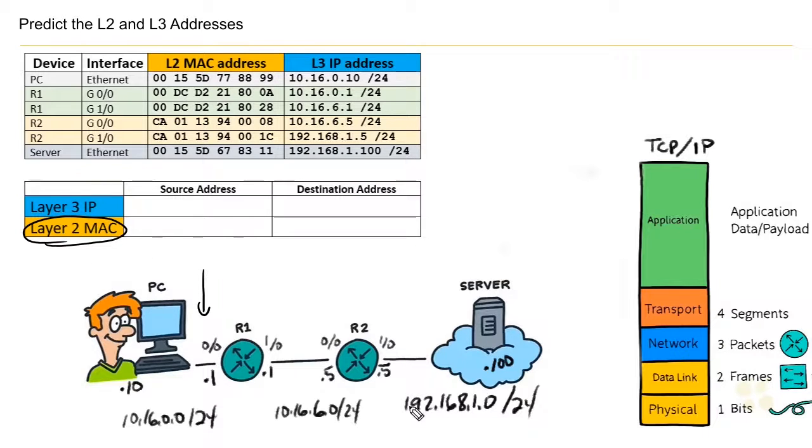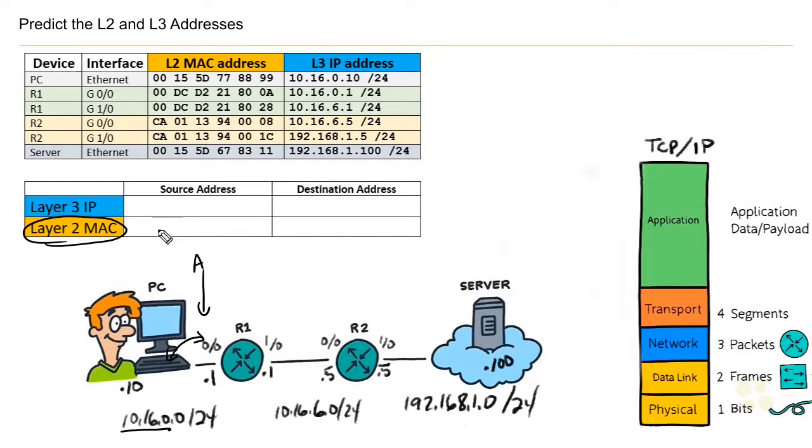If Bob is trying to reach 192.168.1.100 and he's on the 10.16.0 network, his computer says, whoa, different network. I'm going to need some help from the default gateway. So Bob is going to forward at layer 2. He's going to forward to his default gateway. And that's going to be the layer 2 address we would expect to see at point A in the network.